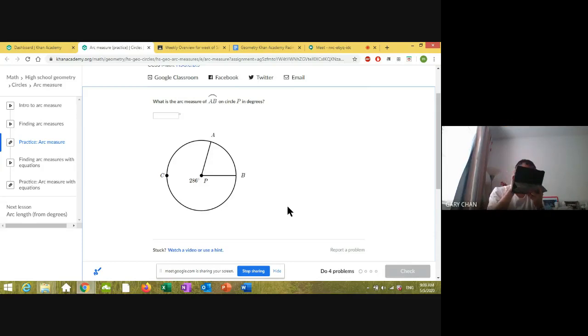So, just to be clear here, this question is asking: what is the arc measure of AB on circle P in degrees? Okay. And so what this is saying, when you're asked to find out what the arc measure is, I'm going to switch over to my tablet now. Just give me a second.